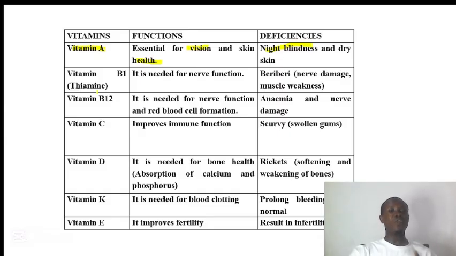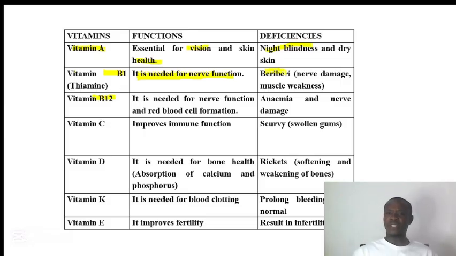We have a lot of vitamin Bs, but we are just going to talk about vitamin B1 and B12. B1 is needed for nerve function. If a person lacks vitamin B1, the person will experience what we call beriberi. And most often, those blood syrups or blood medicines have this vitamin B1, they have B12.